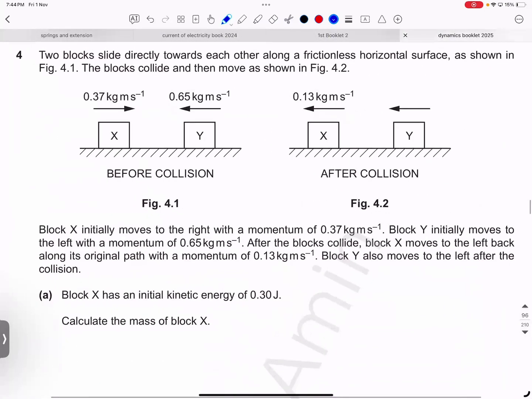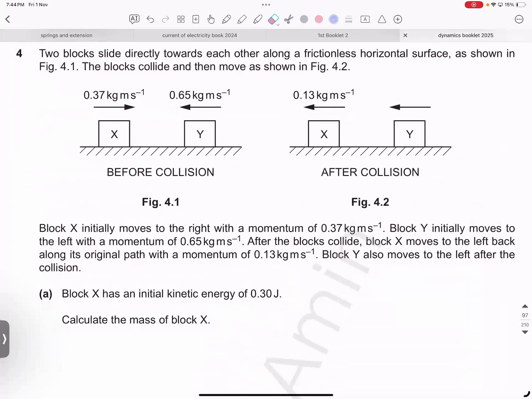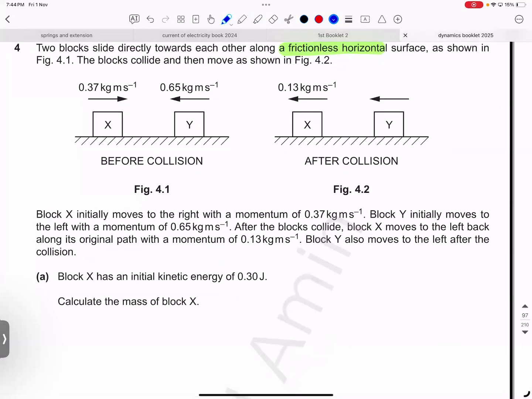Two blocks slide directly towards each other along the frictionless horizontal. It's important to mention, my dear, so that it's an isolated system. So you can see their velocities and speeds. Right now, they gave you momentums: momentum of X and momentum of Y, initial and final. They say after the blocks collide, block X moved to the left back along the original path with a momentum 0.13.